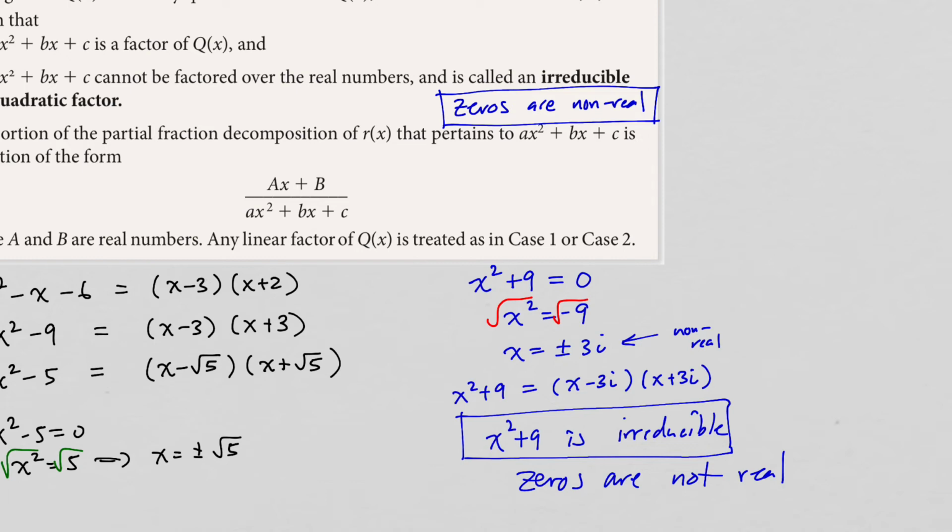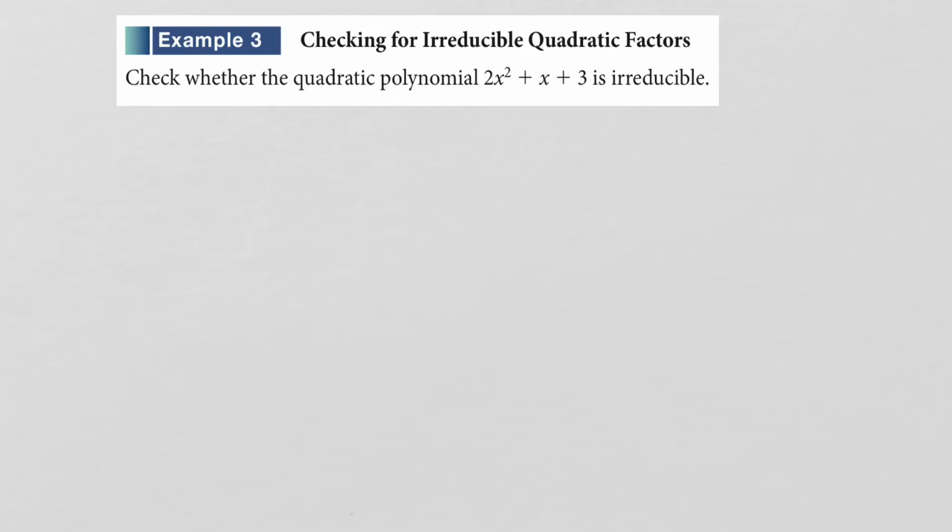Let's take a look at another example. So in this example, we're just checking to see if this factor is an irreducible quadratic or not. And what we have is 2x squared plus x plus 3.